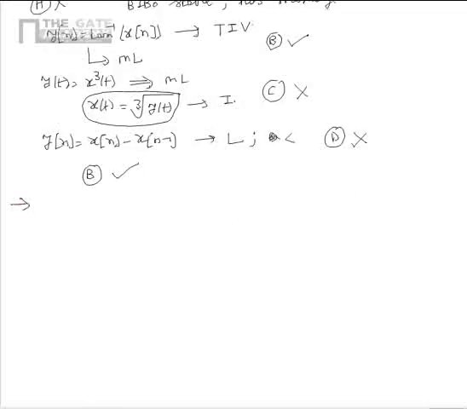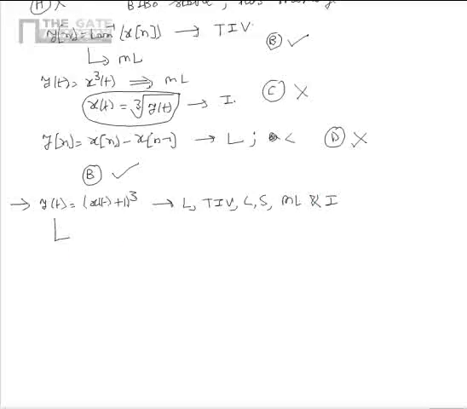Now let us consider another system y of t is equal to x of t plus 1 whole cube. We have to characterize this system based on linearity, time invariance, causality, stability, memoryless property, and invertibility.